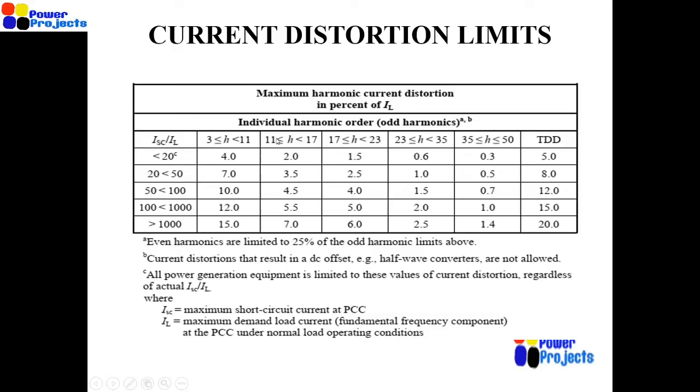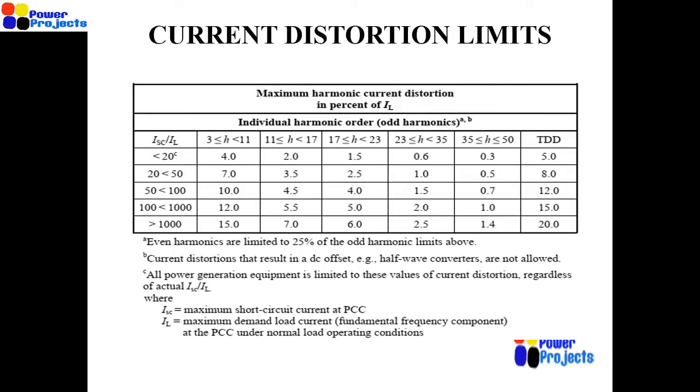The current distortion limit is given based on ISC by IL. ISC is the short circuit level, the short circuit strength of the system at that point of coupling. IL is your load current. So when your ISC by IL ratio is different, the allowed limit is also different, right? There is another parameter introduced, total demand distortion, TDD, which needs to be less than 5% at your point of coupling.